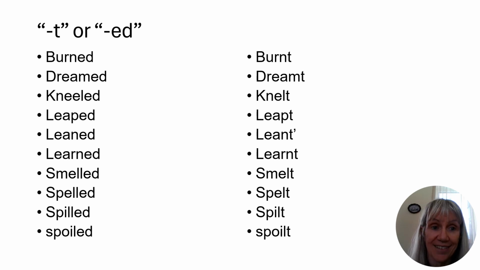We have that option. You can use burned for I burned the toast yesterday, or I burnt the toast yesterday. I can add T, B-U-R-N-T. I dreamed about you last night, or I dreamt about you last night, D-R-E-A-M-T. She kneeled before the queen or the king. He knelt before the king or the queen, K-N-E-L-T. You'll see that the vowel sound is also changed in this as well.